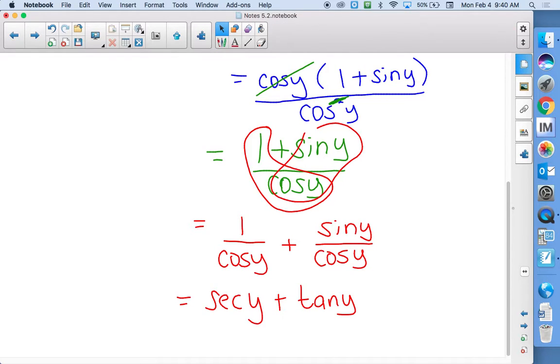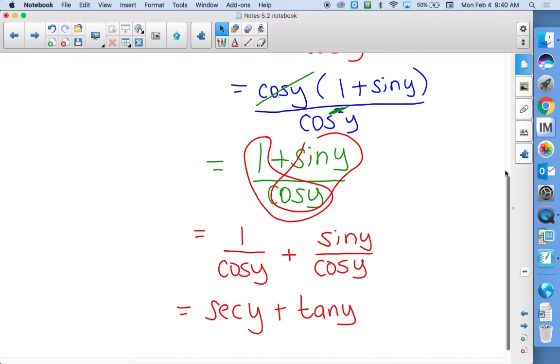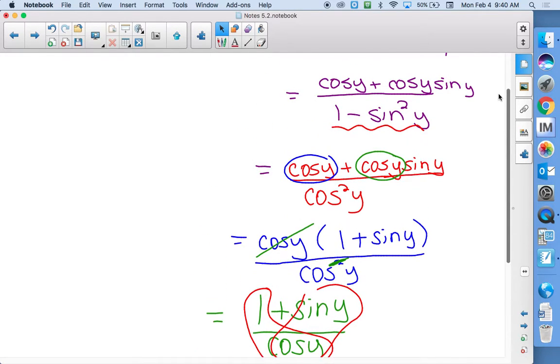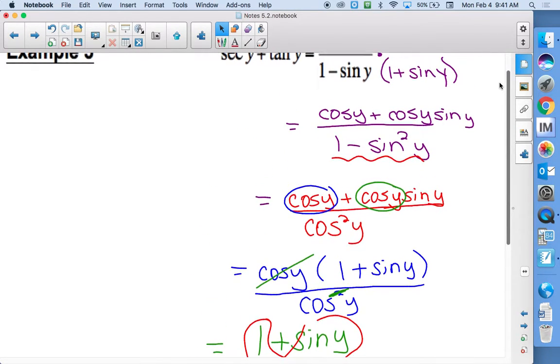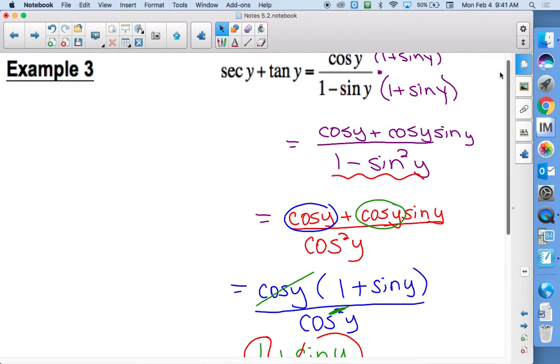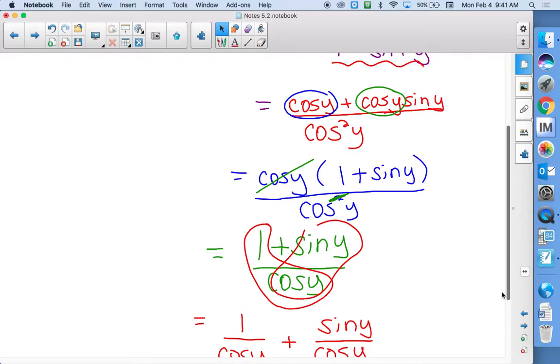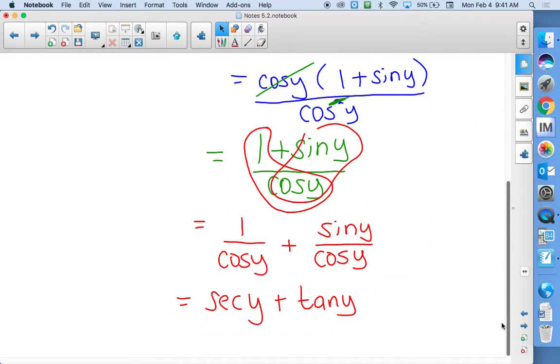If you started on the left side and worked your way to the right, you would change this to 1 over cosine, you change that to sine over cosine. It is the exact same process, it's just the reverse. So notice my answer is secant plus tangent.